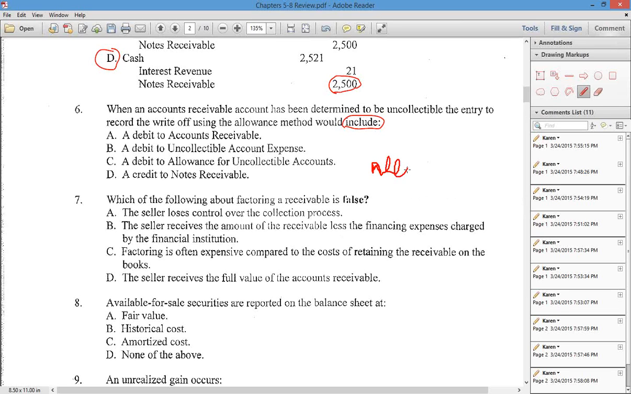If I call that the allowance, and this is my AR for accounts receivable, my allowance for doubtful accounts is my debit, and my accounts receivable is my credit. That's the entry that you do to record the notification that I have a bad debt when I'm using the allowance method. Once I know that, I can look over here and see which one of these answers is correct.